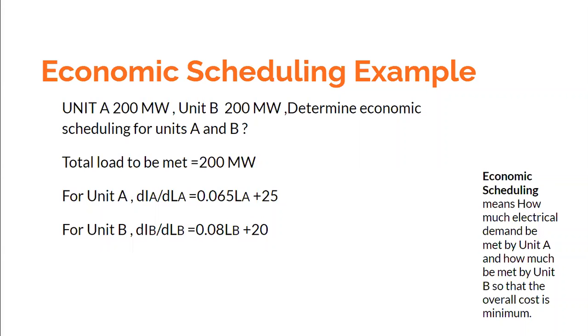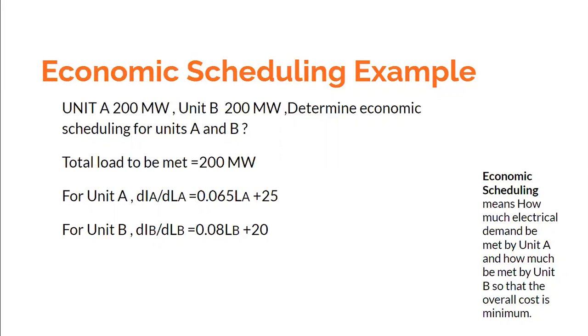To help you understand this better, let us take a concrete example wherein there are two units. Unit A has a capacity of 200 megawatt, and unit B also has a capacity of 200 megawatt. You are supposed to determine the economic scheduling for unit A and unit B. What is given is the incremental heat rate for unit A and for unit B. So dIA by dLA is 0.065 LA plus 25 and dIB by dLB is 0.08 LB plus 20. You need to tell the manager of that power plant which unit has to be operated when.